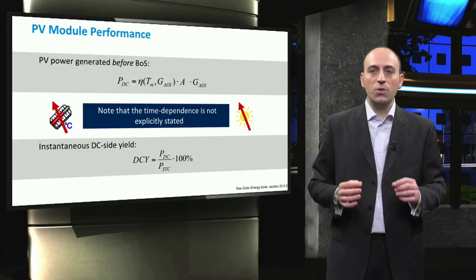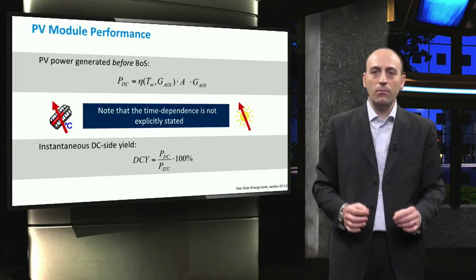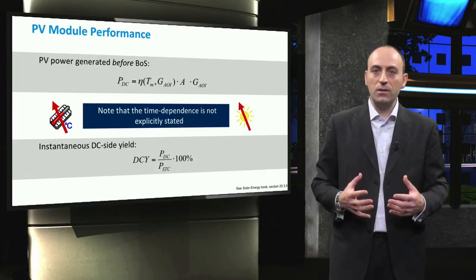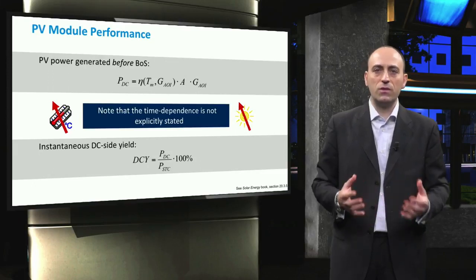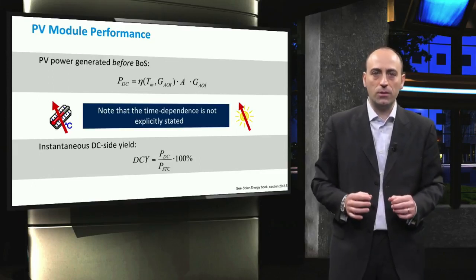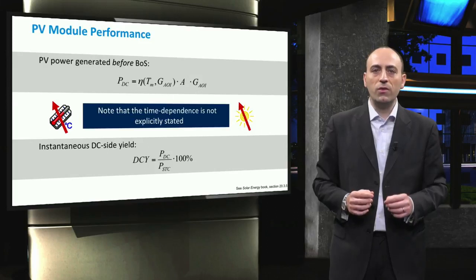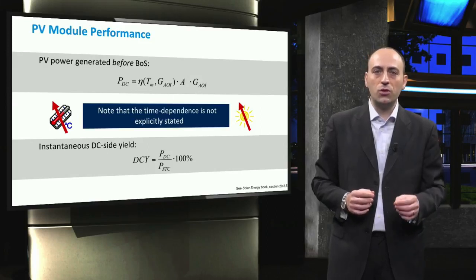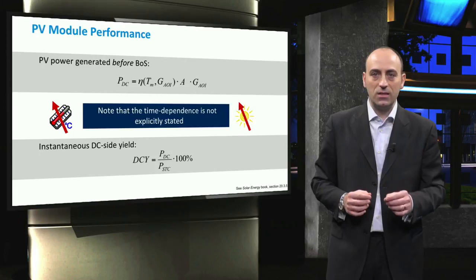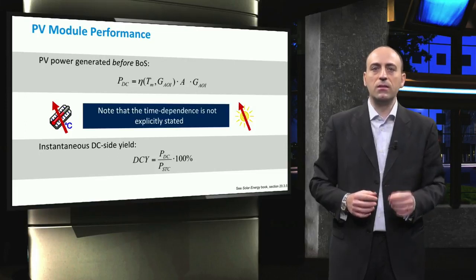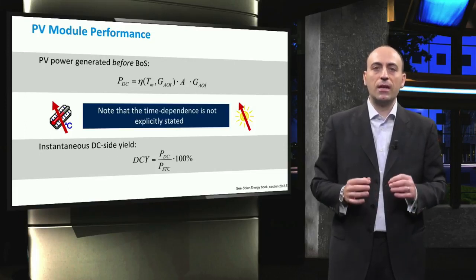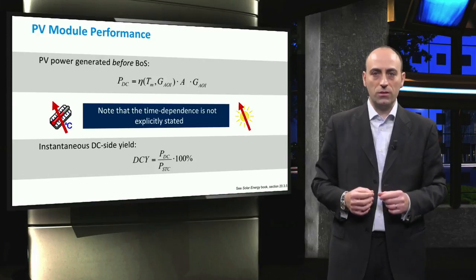Before we conclude, we stress that this equation is time dependent, but such a dependency is not explicitly stated for the sake of reporting a tidy equation. So in every moment of the day, a pair of module temperature and incidence irradiance exists. As this is an instantaneous information, it can be used for discrete time simulations.